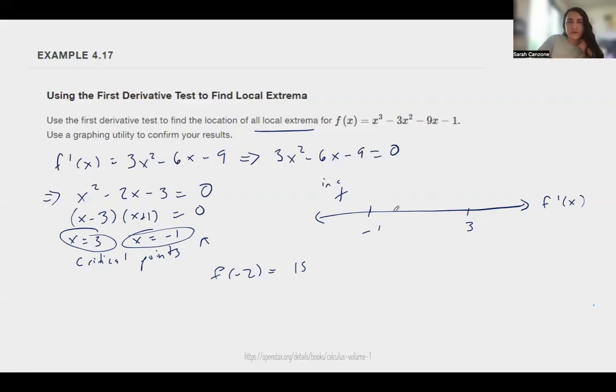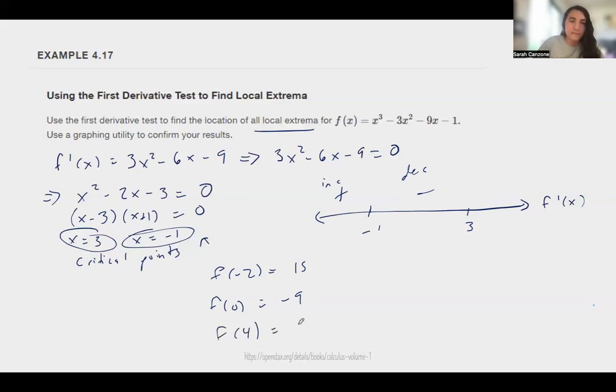My suggestion is if you ever have 0 in your interval, choose 0. It's really easy. F prime of 0, because all you have to do is plug 0 into your derivative function, and you get negative 9. So we know that's negative, which means that your original function is going to be a decreasing function. The last one, I need to choose something greater than 3, so I'll choose 4.